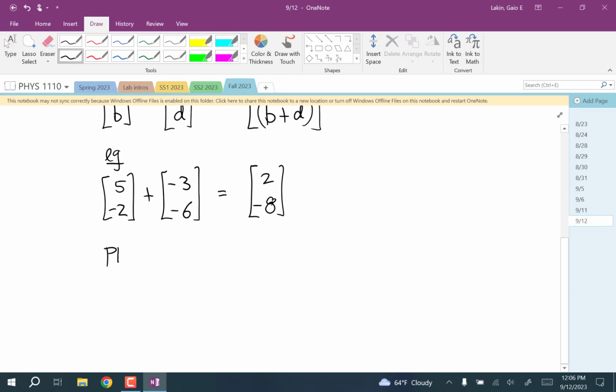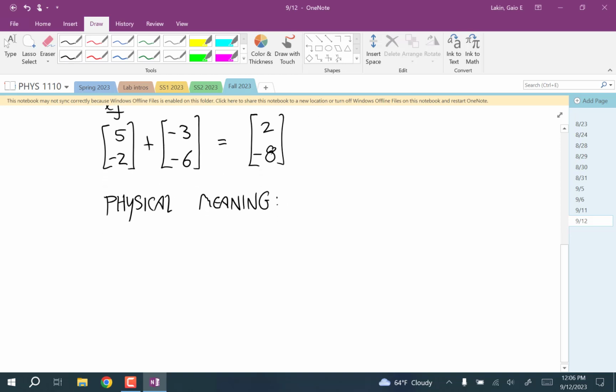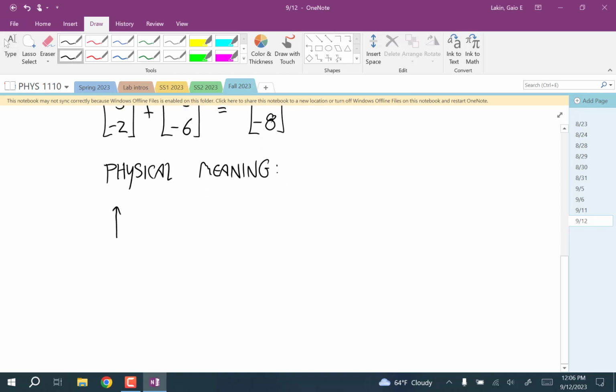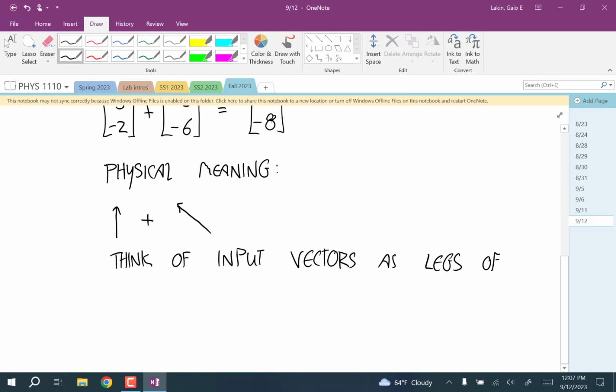The physical meaning of this, or maybe physical is the wrong word, maybe graphical meaning or something, but if you're adding two vectors like this, think of the input vectors as legs of a trip, and the output vector, the answer, the sum vector, is the shortcut of the trip.